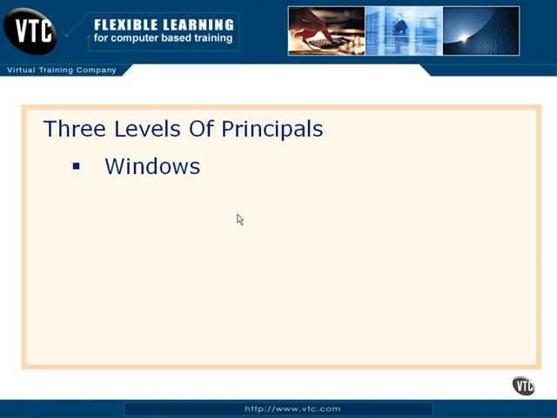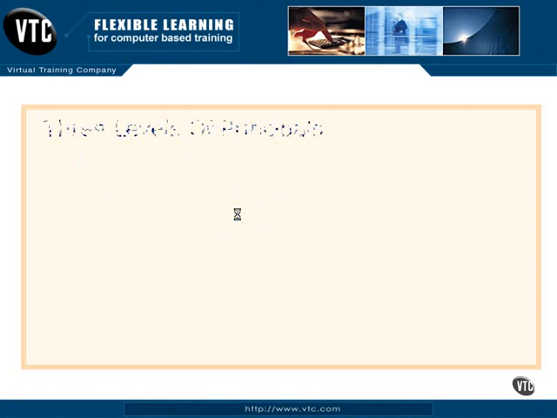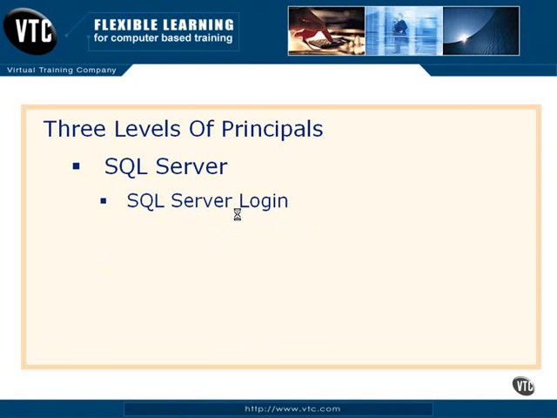At the Windows level of principals, we have local user accounts, domain user accounts, and then, of course, our Windows groups and Active Directory. And since we can map any of those into SQL Server, we can deal with those as principals. They get permissions. The second one, SQL Server, we only have 2 here. We have SQL Server logins and SQL Server roles.